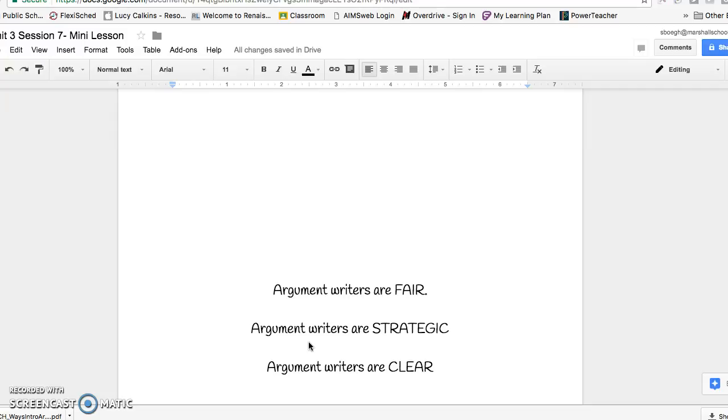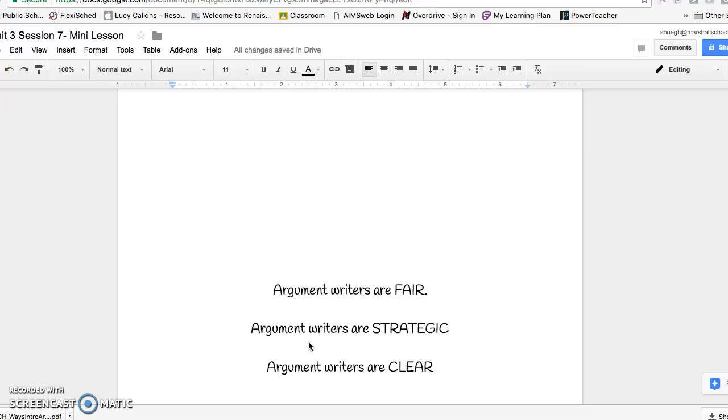Okay. So when you're being strategic in your introduction, you really need to forecast your reasons, right? My claim is correct because blank, blank, and blank. Those three reasons become body paragraphs. That's having a strategy.